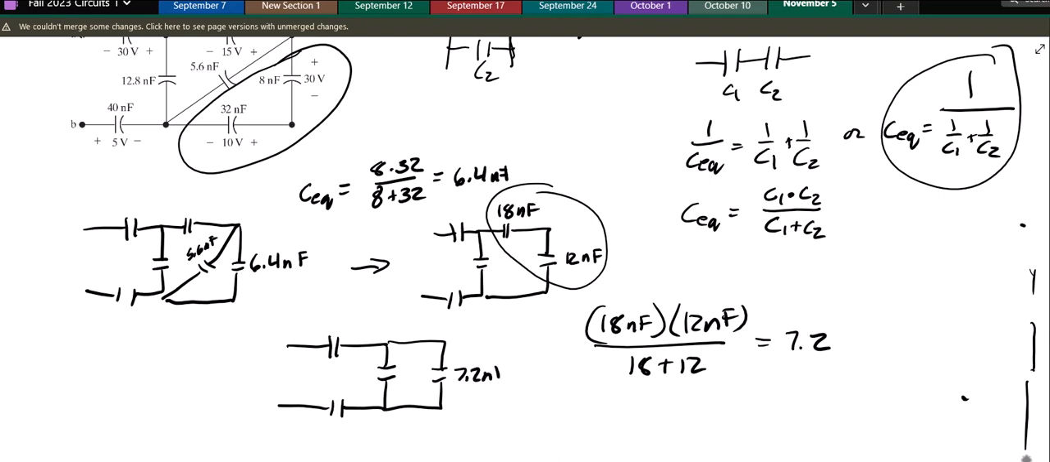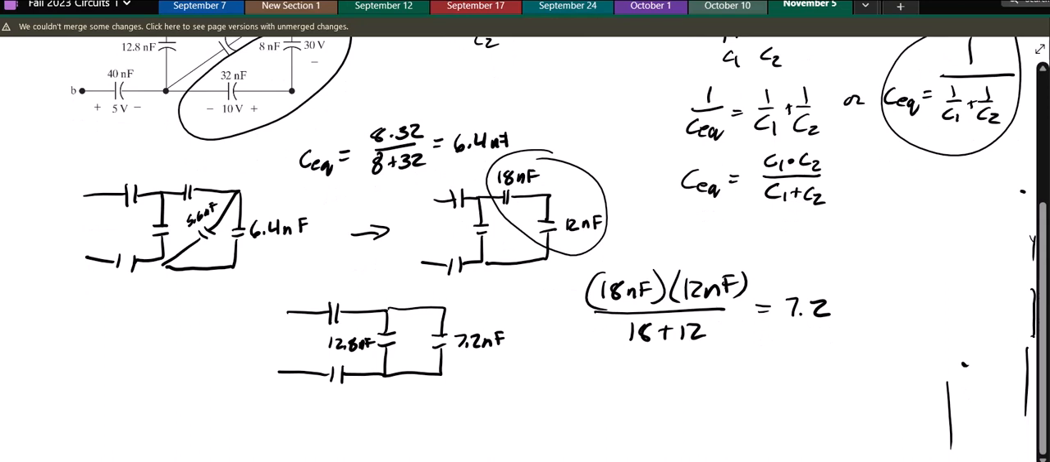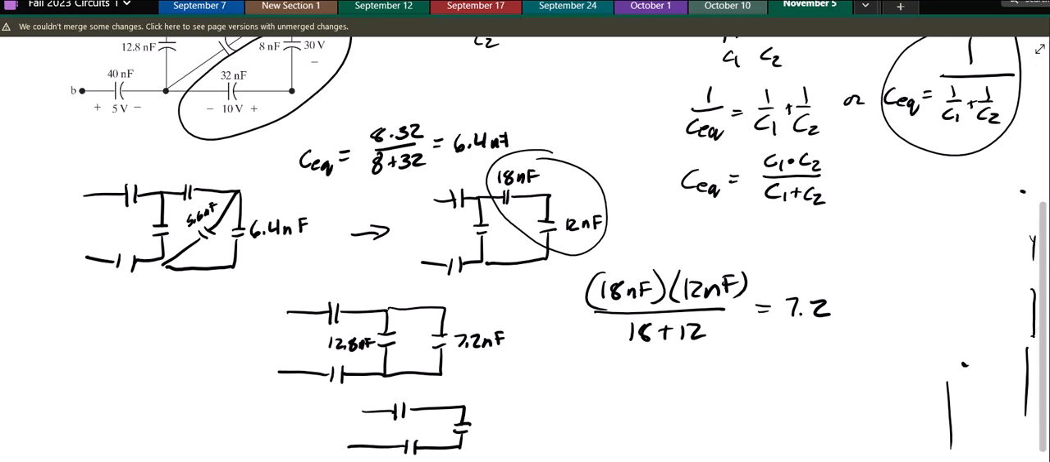That's 7.2 nanofarads. This one from the original problem was 12.8 nanofarads. Those are in parallel, so since they're in parallel, I can just add them together. So I now have 12.8 plus 7.2 is 20 nanofarads. And this is 8 nanofarads, and 10 nanofarads. No, it's not. It's 40 nanofarads. Yep.